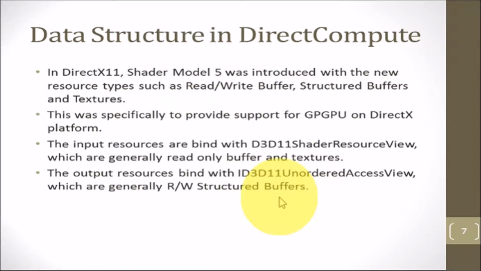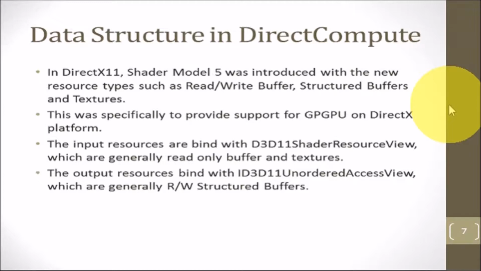Now to execute a ComputeShader program, we need to transfer some data from CPU to GPU and back and forth. So in DirectX 11, Shader Model 5 was introduced with the new resource types such as read-write buffer, structure buffer, and textures. Now this was specifically to provide support for GPU on DirectX platform.